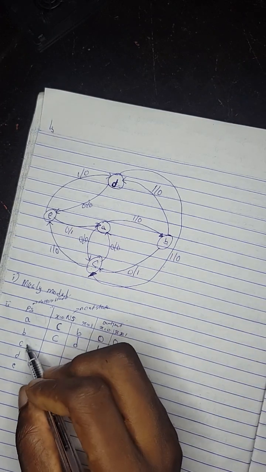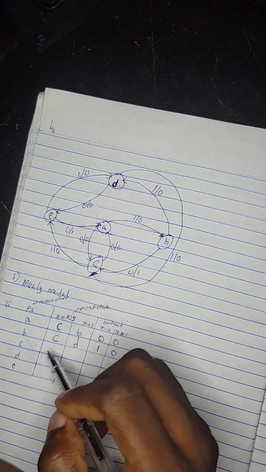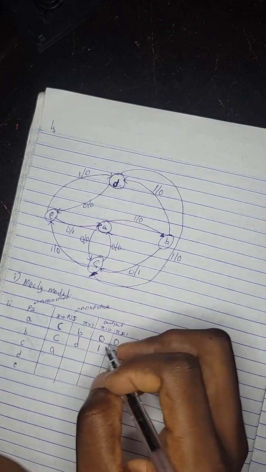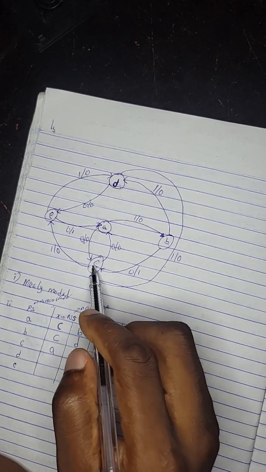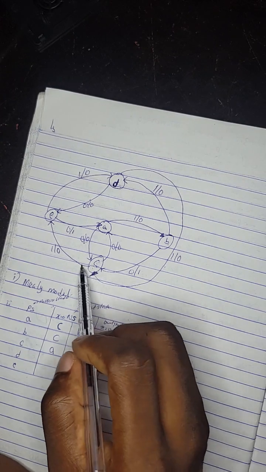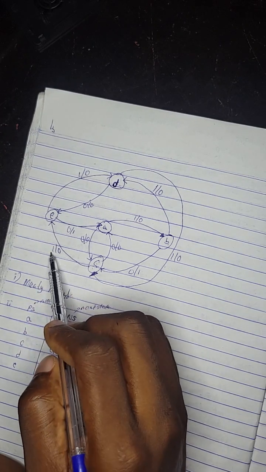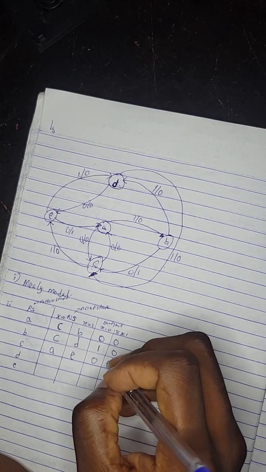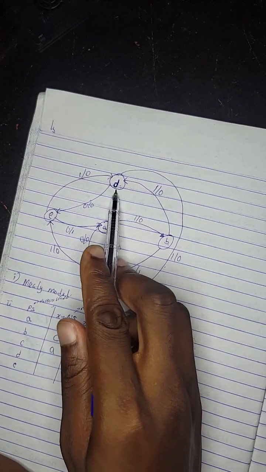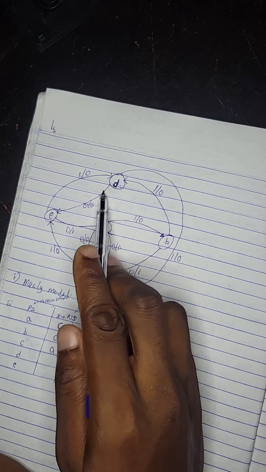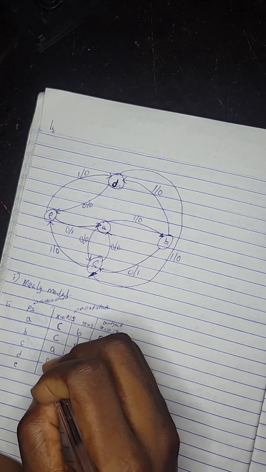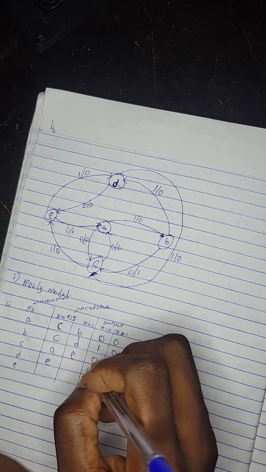When you are in state C, which is this, and the input is 0, the next state is A and the output is 0. When you are in state C and the input is 1, this is the input here, the next state is E and the output is 0. When you are in state D and the input is 0, the next state is E and the output is 0.